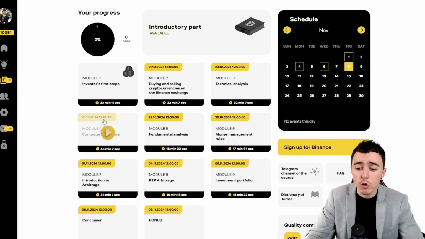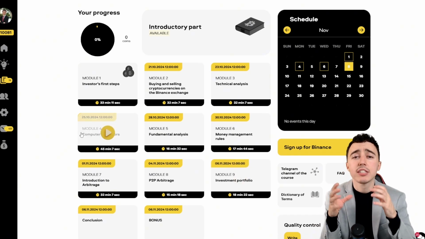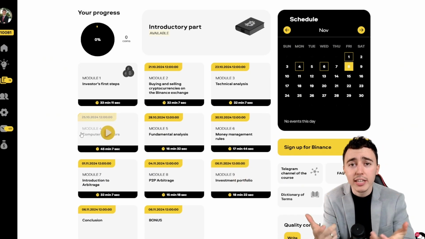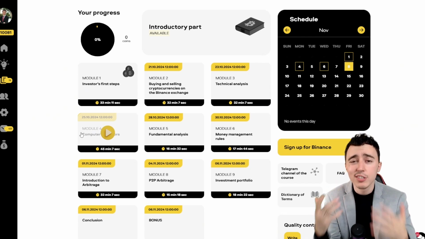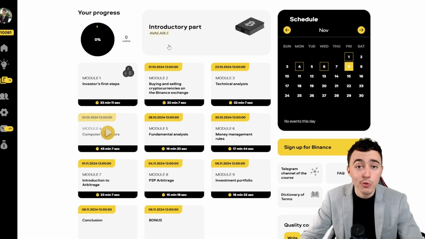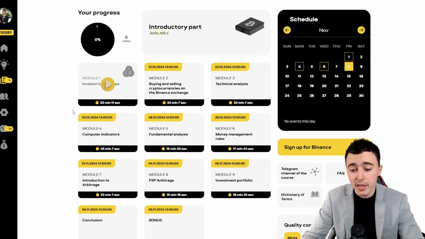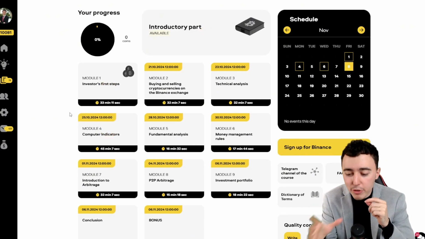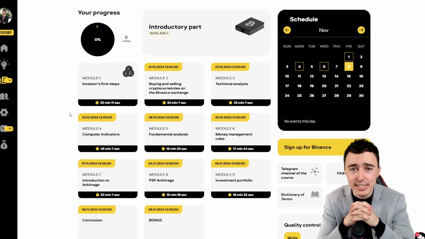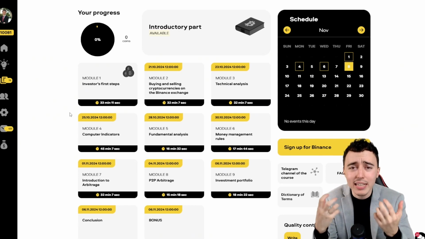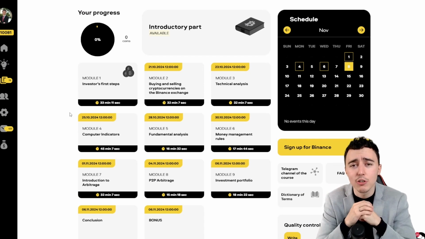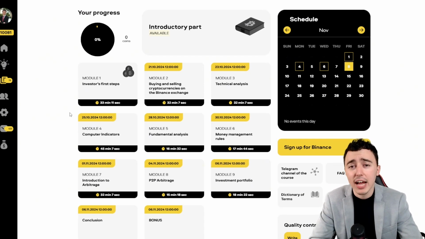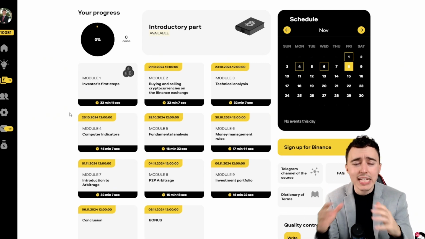After that, we have the computer indicators, also for analysis, understanding about the computer indicators, which are formulas that help us find even better moments to buy and to sell, something that is very easy to do, but you need to know how to do it. Now, on module 5, we learn about the fundamental analysis, the actual value behind the coins, the whales, the market news, everything that moves the market, the best strategies that you need to understand the fundamentals behind every single coin.